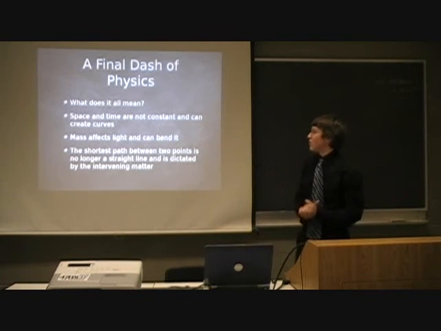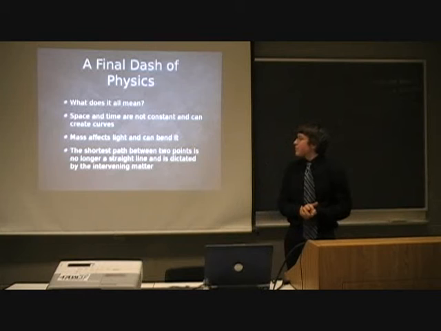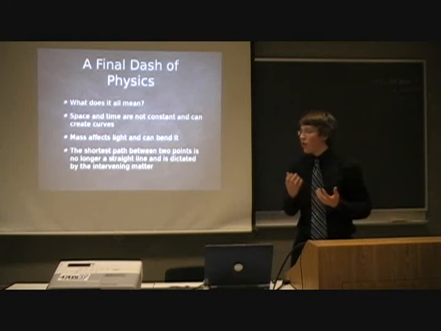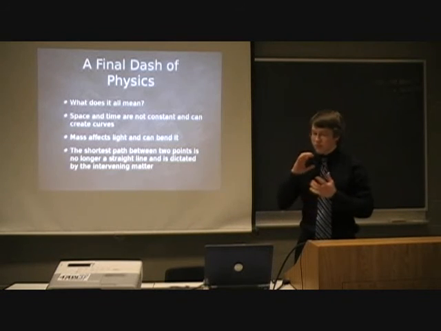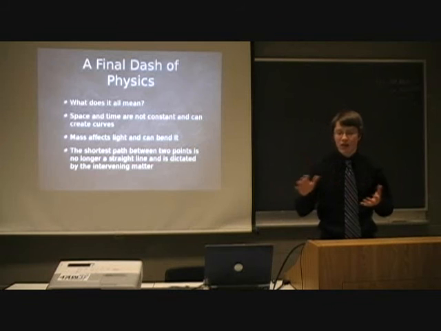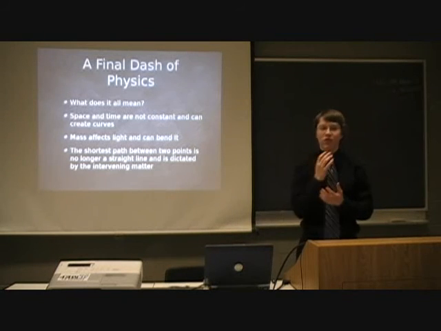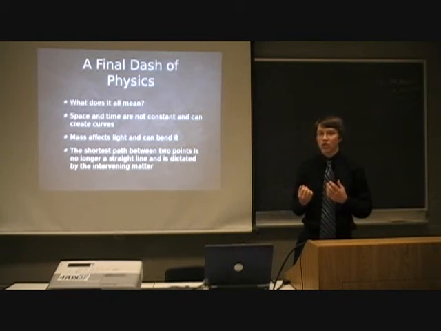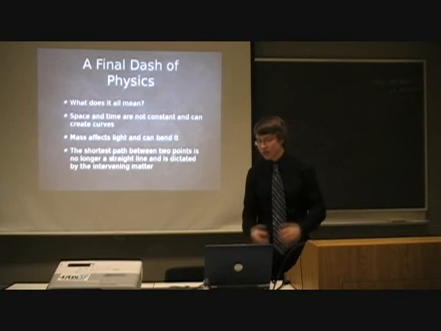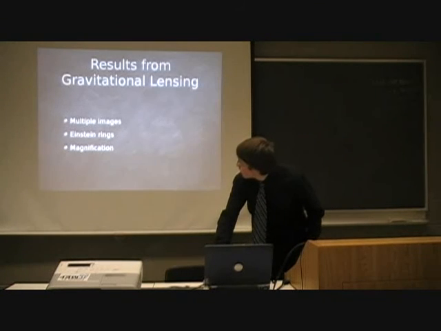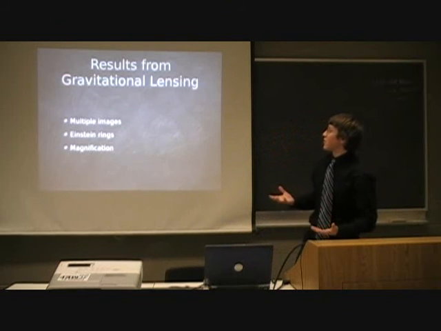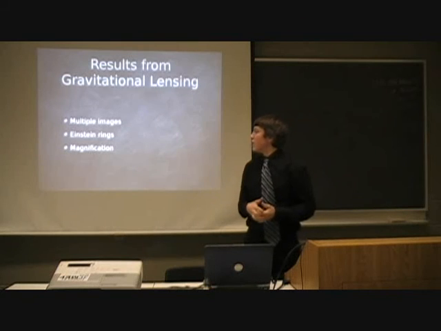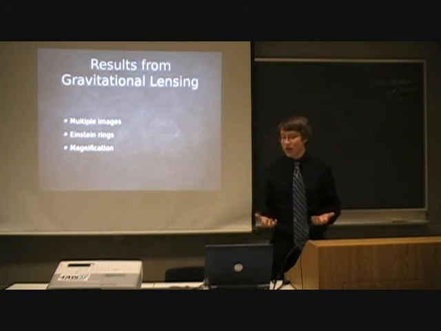So, what does all this physics stuff mean? What it means is that mass can affect the path of light, and because space and time are no longer flat, they're curved, the shortest path between any two points is no longer a straight line, and there's no longer even just a single path that is the shortest. So, some of the effects of gravitational lensing: you get things called multiple images, things called Einstein rings, and you can get magnification.